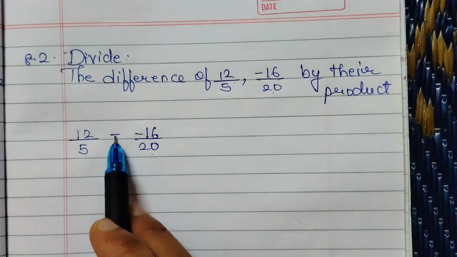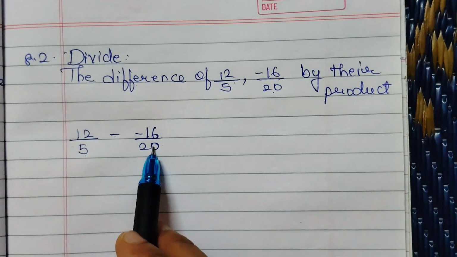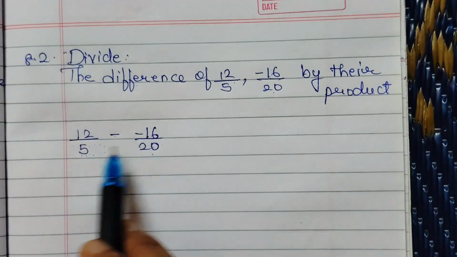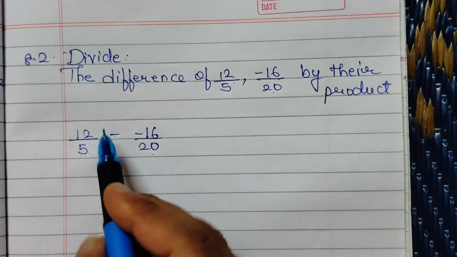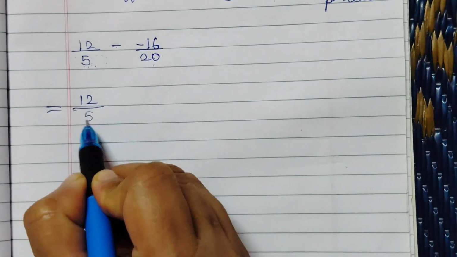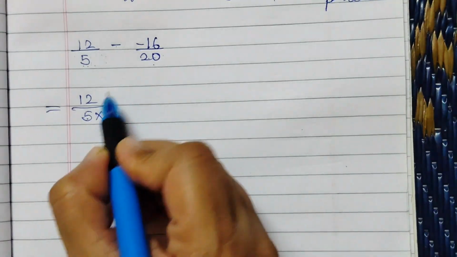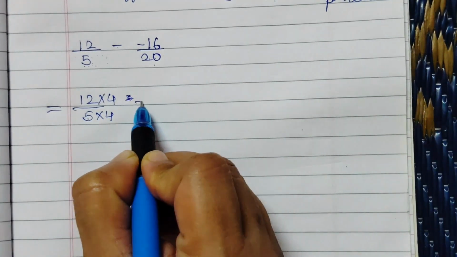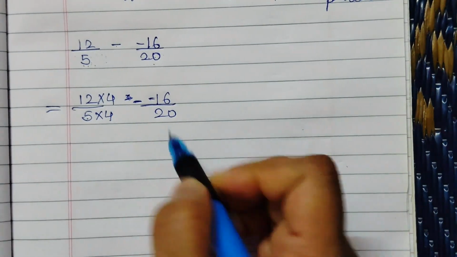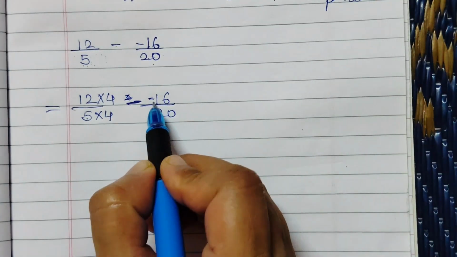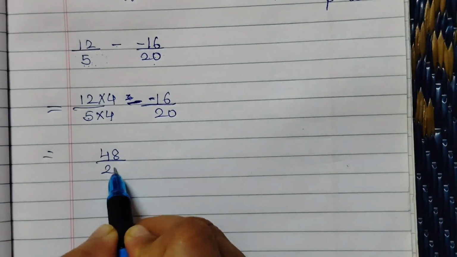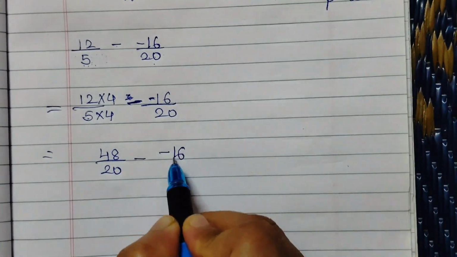So here when we have to subtract, we require same denominators. Here if we multiply 5 by 4, we will get 20. We require same denominators. Okay, so 20. So what I will write it again. 12 upon 5 multiply by 4. 5 4s are 20. So up also will multiply by 4. Sorry, minus 16 upon 20. Okay, this is this minus. Okay, minus 16 upon 20. So 12 4s are 48 upon 20 minus 16 upon 20.